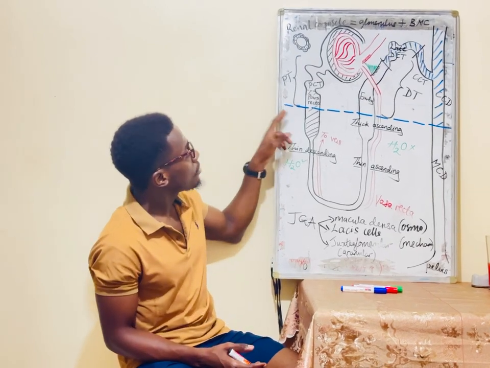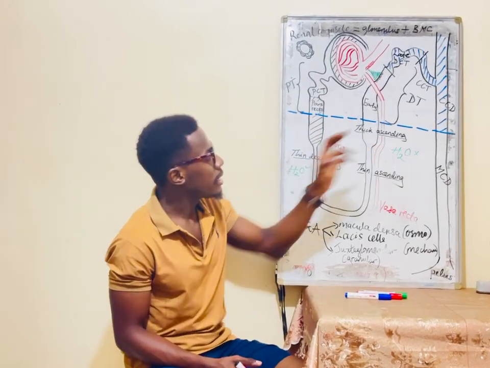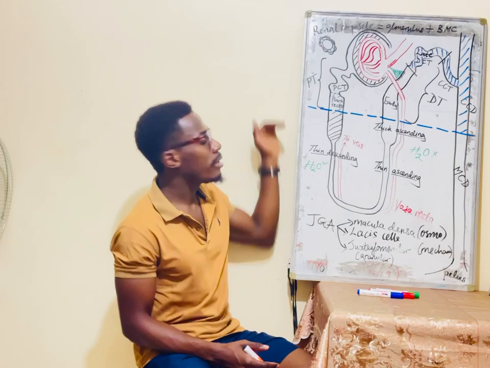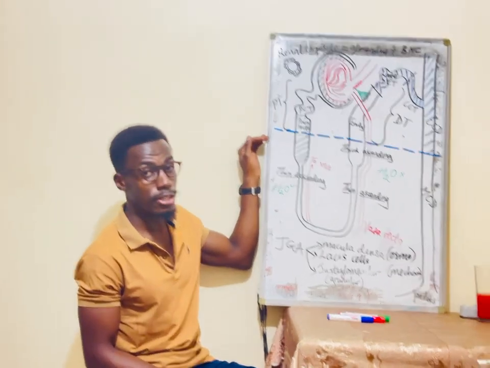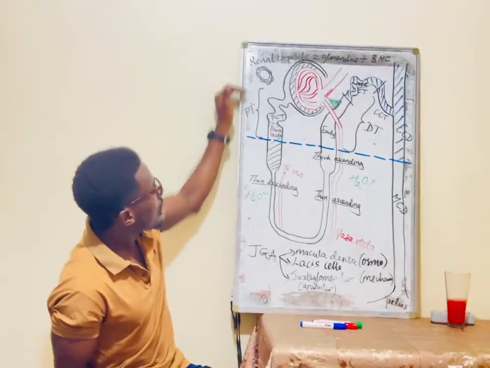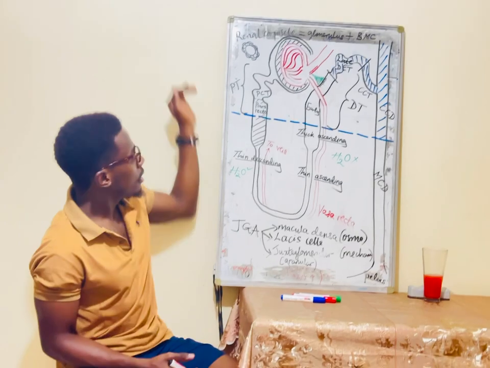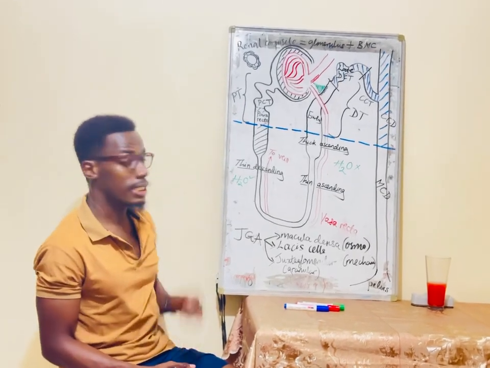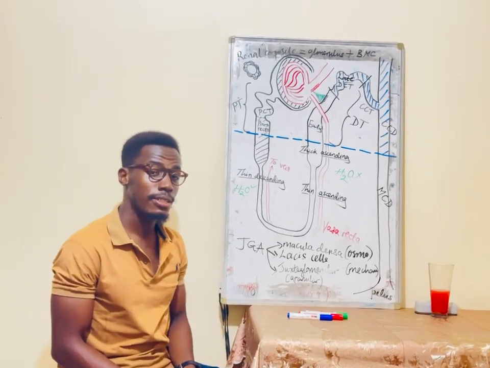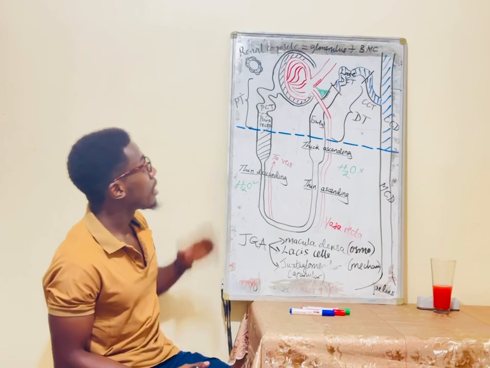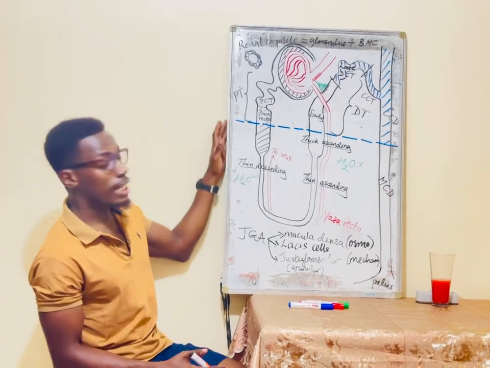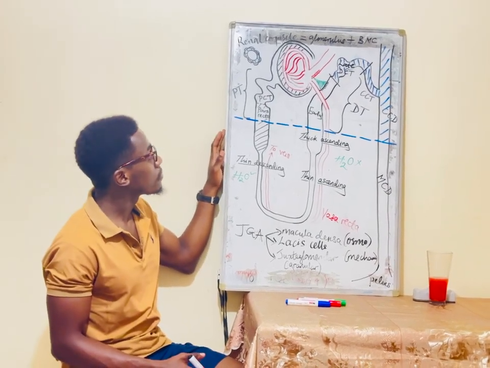So this line that we see here in blue is the cortico-medullary junction. Whatever is above this line is the renal cortex, and whatever is below is the renal medulla. So let's start by appreciating the microanatomy of this juxta-medullary nephron.